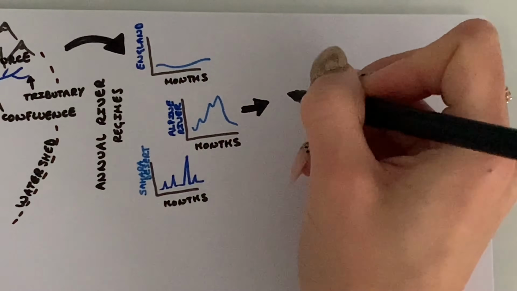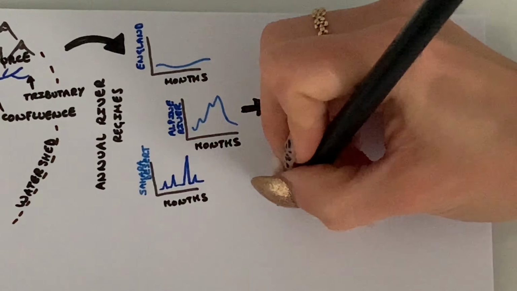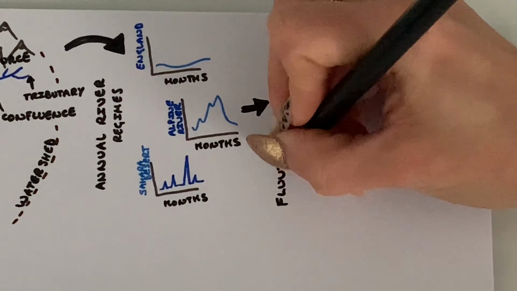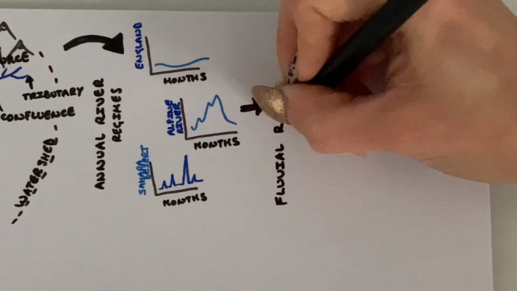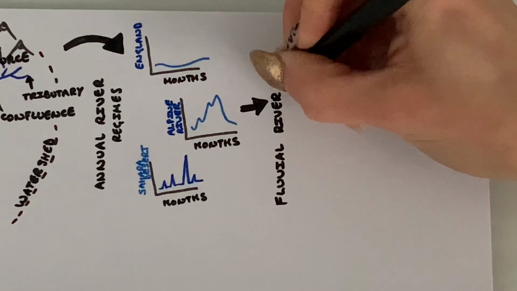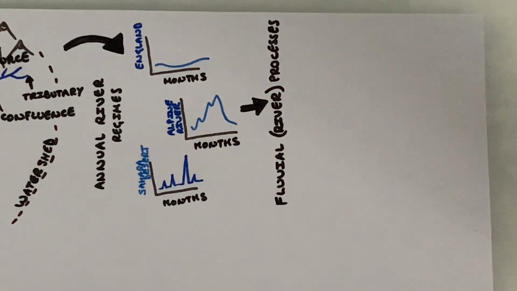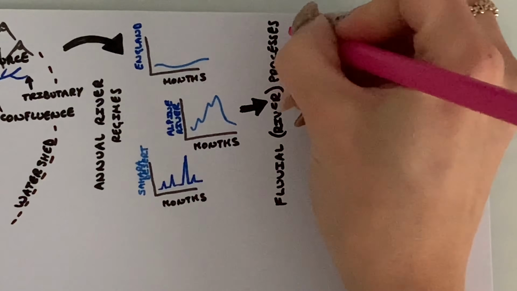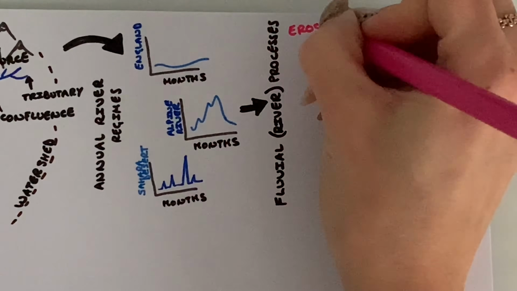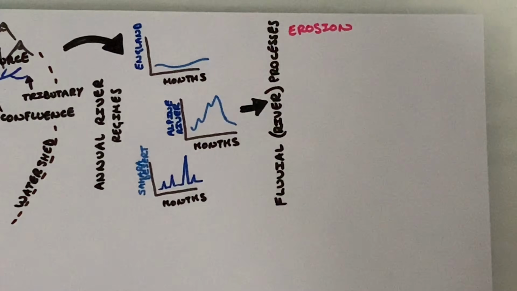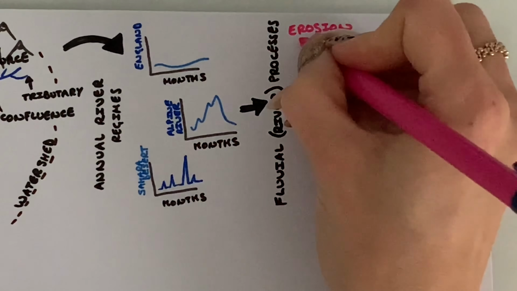Now, we're going to move on to rivers. And before we look at river landscapes, we need to get familiar with what we call fluvial processes, or river processes. So, there are 4 main processes that occur in a river which influence its shape. And these are erosion, transportation, deposition, and weathering. And all of these depend on the amount of energy that is in the river.